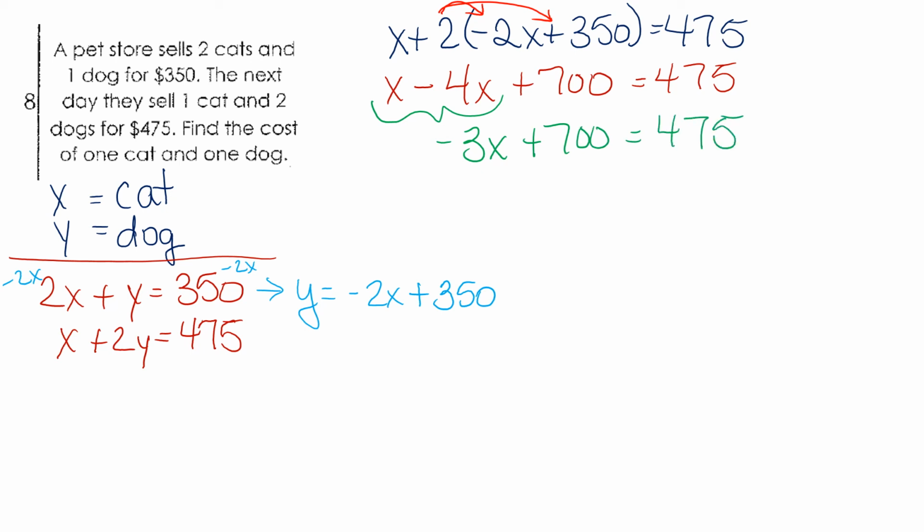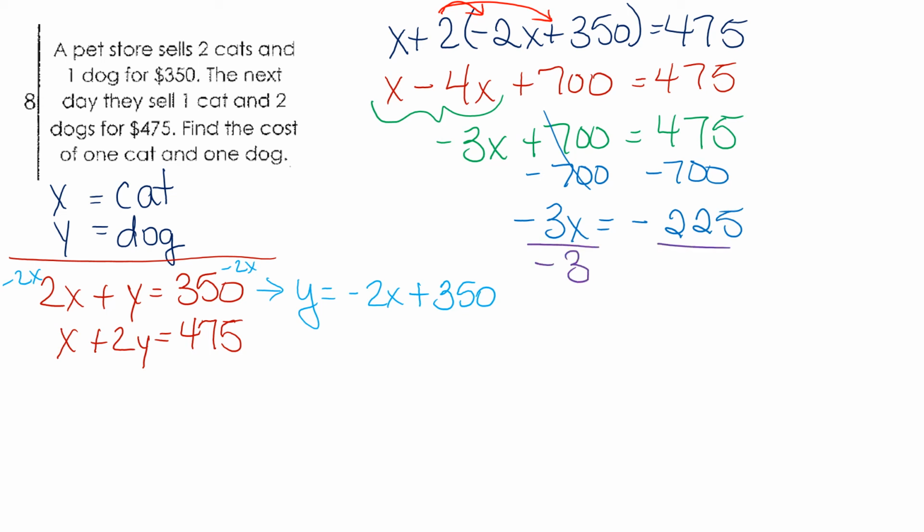You're trying to isolate that variable. So you want to undo the addition of 700. By using that inverse operation, subtract 700 on both sides, leaving me with a negative 3x equals 475 minus 700 would be a negative 225. And then your final step is to divide by negative 3. The negatives do cancel out. And then you end up with your x equaling 75.